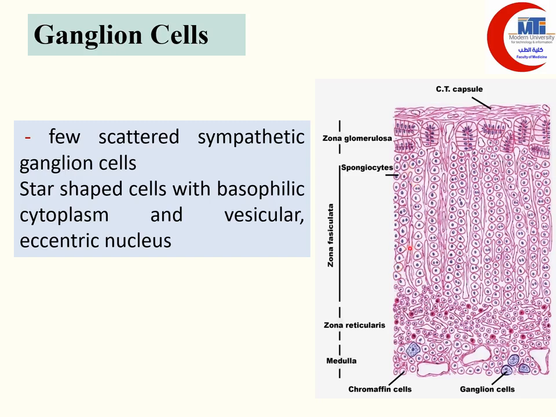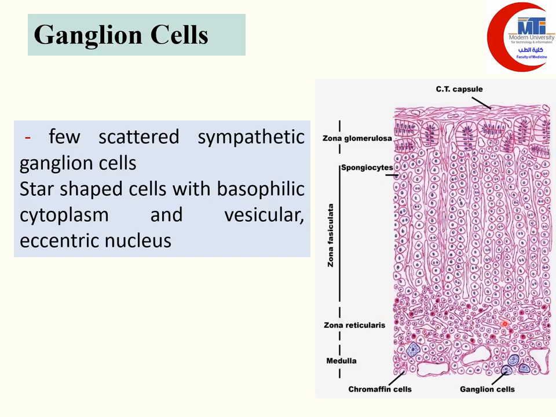These cells of the zona fasciculata called spongiocytes, as these cells have vacuolated cytoplasm. They contain many fat droplets, so the cytoplasm appears vacuolated or sponge-like. So it's called spongiocytes.